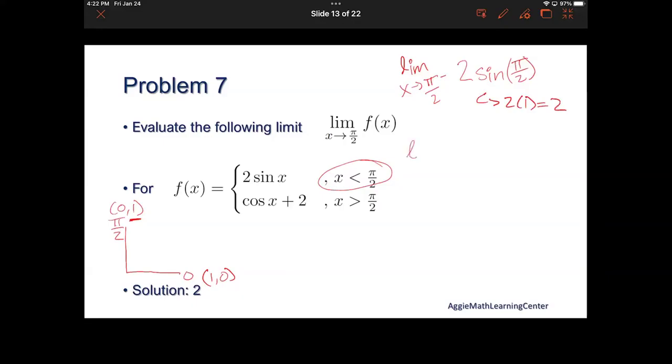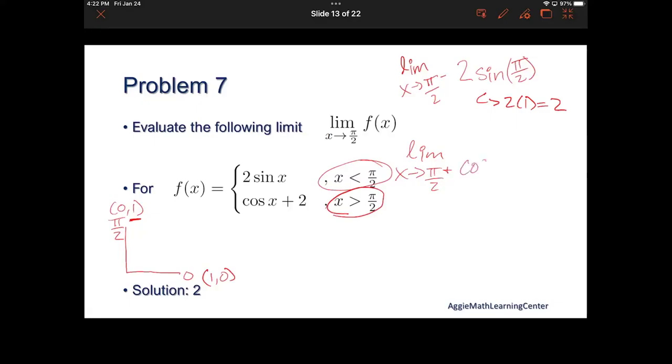Okay, as the limit as it approaches pi halves from the right, which one of these are we going to use? The bottom one, correct. Why? Because it's coming from the right. Correct. As it's coming from the right, it's gonna get really close to that pi halves. Good. Okay, so we can go ahead and plug this in.